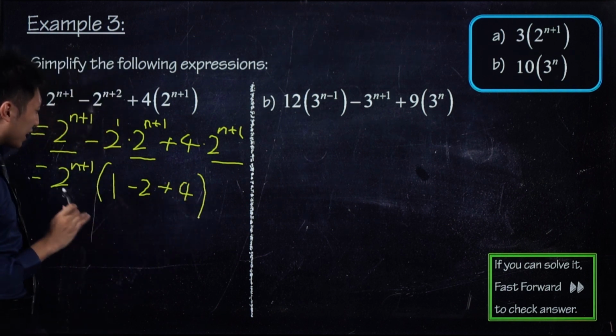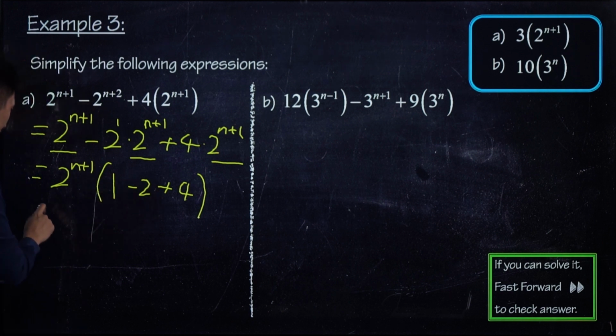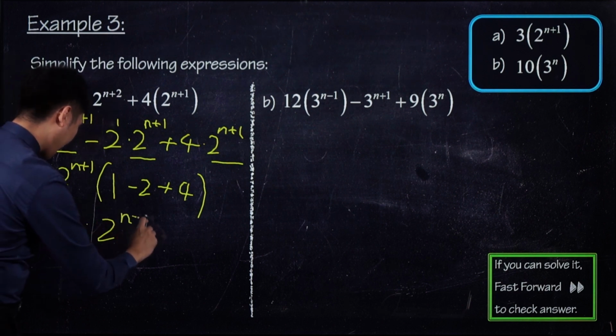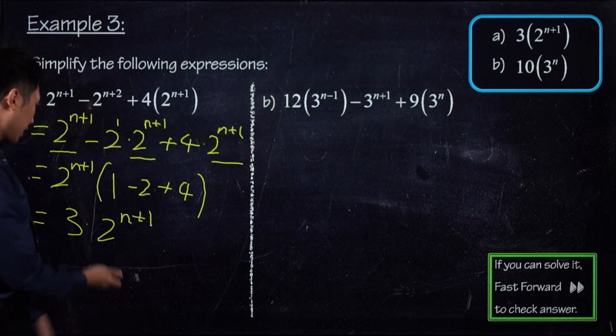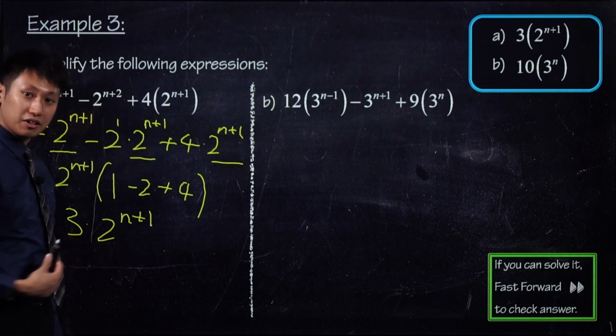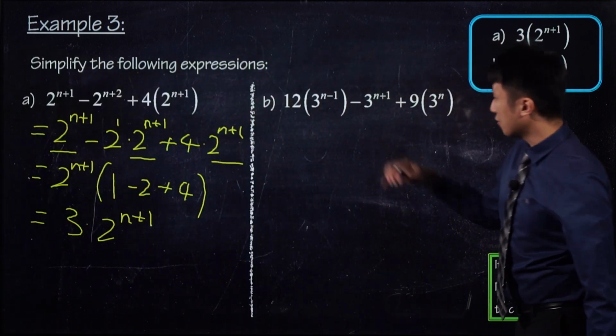So my math, I think I can solve it. What is this? 4 minus 2 is 2. Then plus 1, I get 3. 3 times 2 to the power n plus 1. Okay, 3 times 2^(n+1). Am I allowed to write a dot here? Yes, I just told you that you can write a dot here, right? Okay, great.